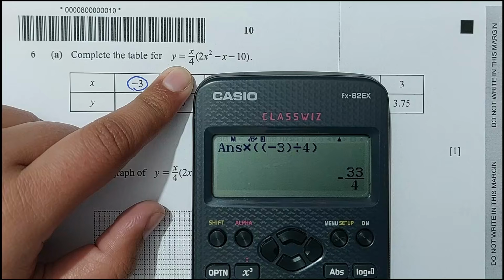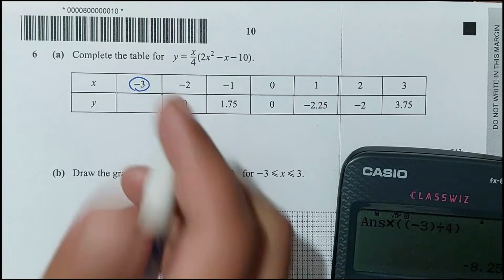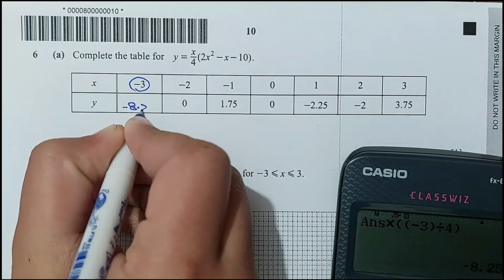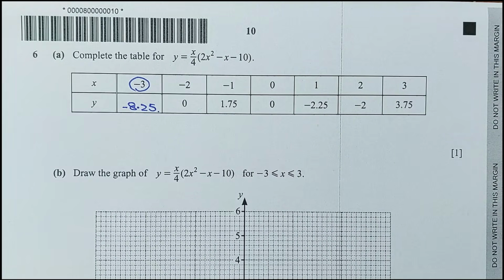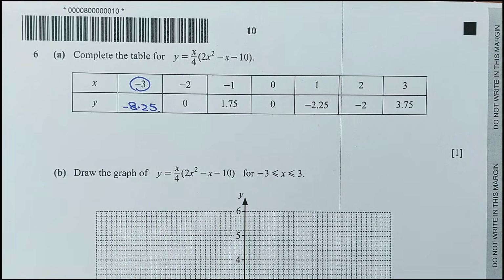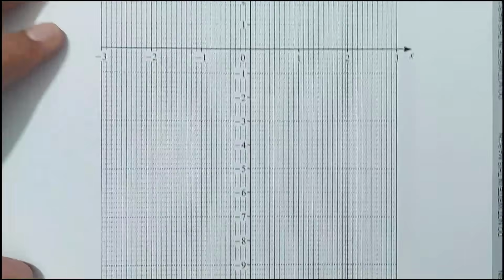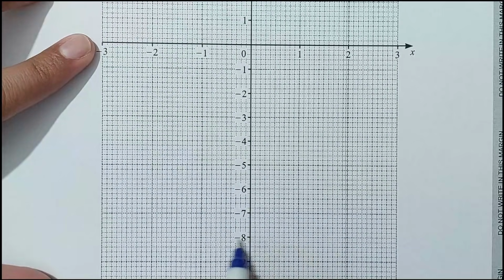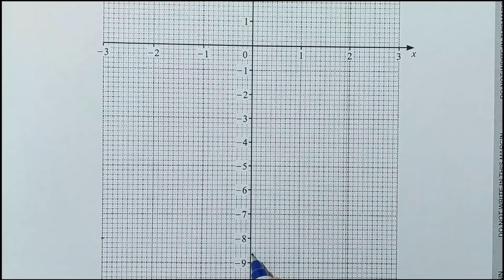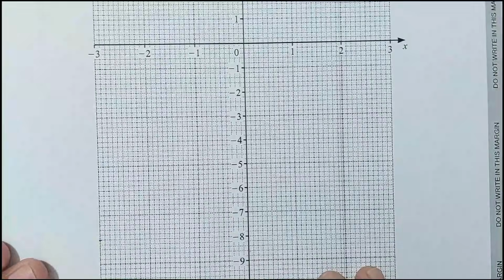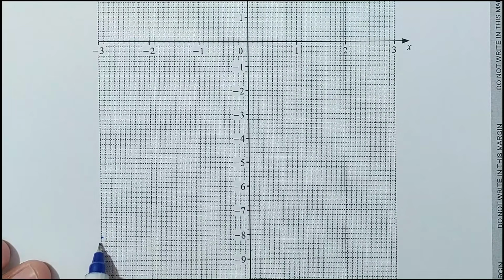This is -33 by 4, or -8.25. Okay, part B. Draw the graph of the function for x between -3 and +3. -3 we already did, which is -8.25. Here x is -3, and here y equals -8. So this is 1, 2, 3, 4, and 5 blocks. -8.25 is this point in the middle.